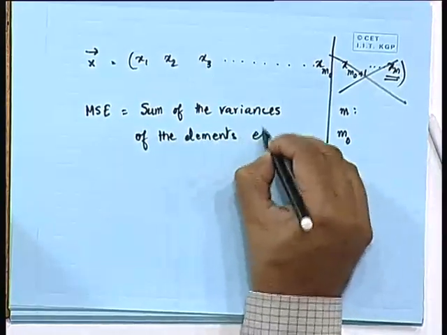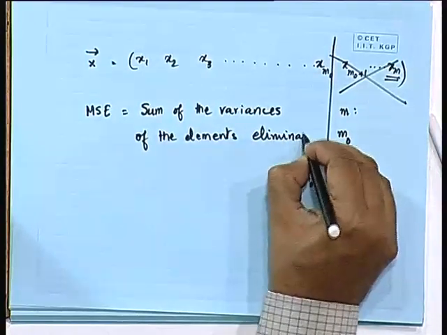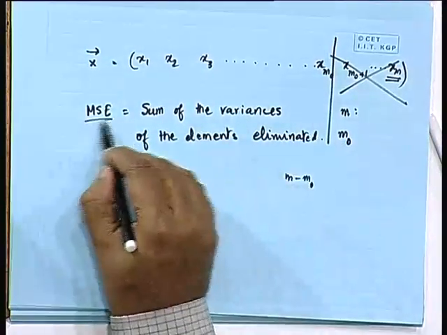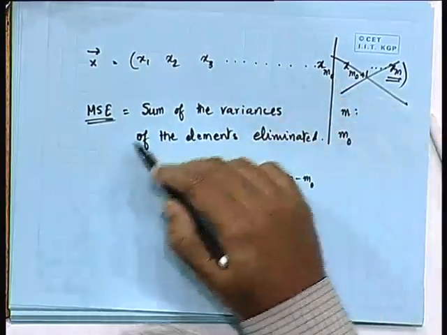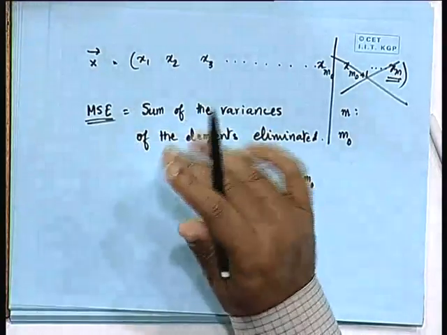which are eliminated. So, that should be our mean square error. Now, naturally we can afford to tolerate some definite mean square error if the sum of the variance of the elements eliminated is a small quantity. Only if it makes sense that whatever we eliminated results in a very insignificant amount of mean square error. Now, how to do that?